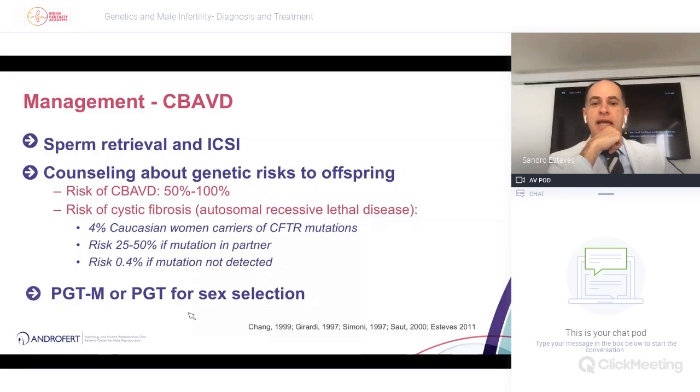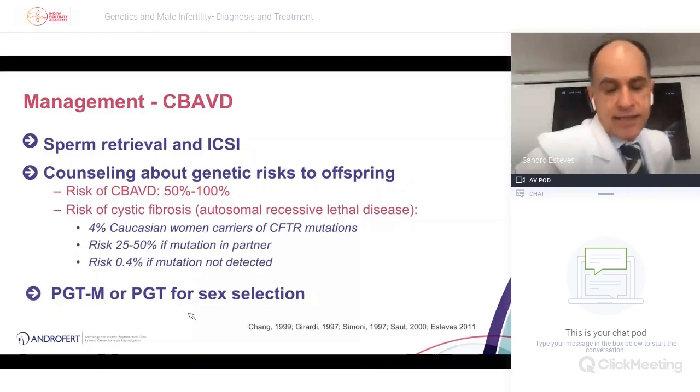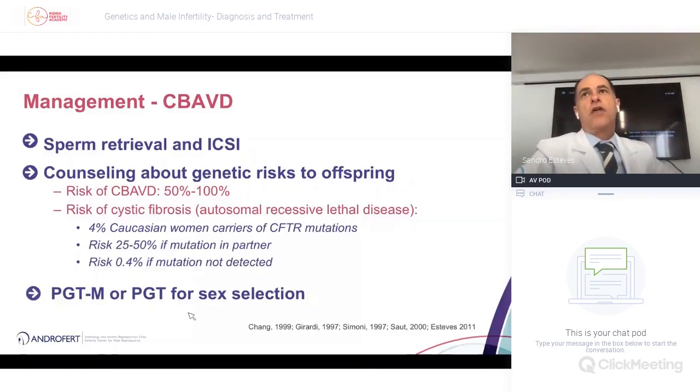And if there's no mutation at all detected in the female, there's still a risk of 0.4% because the gene is too long, and sometimes we might miss a mutation if the panel is not comprehensive. So what is important to know is that CBAVD is a very mild presentation of a problem affecting the cystic fibrosis gene.